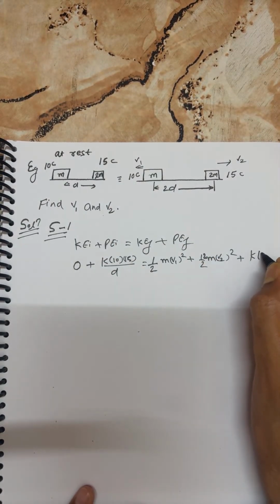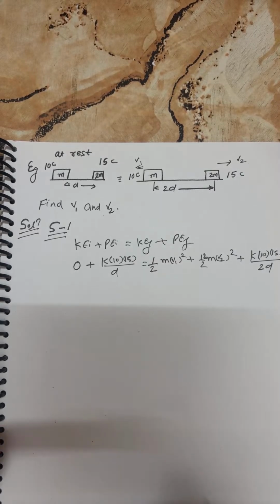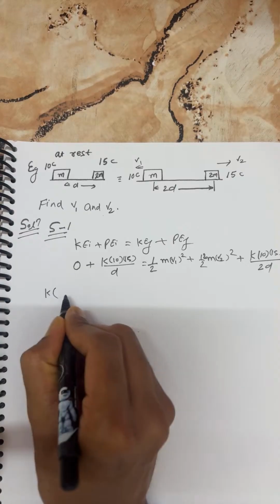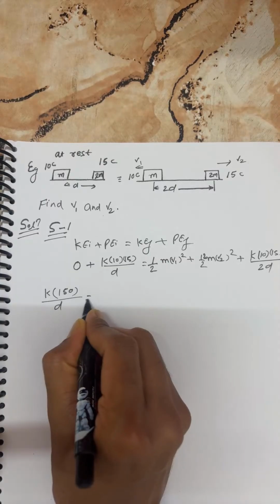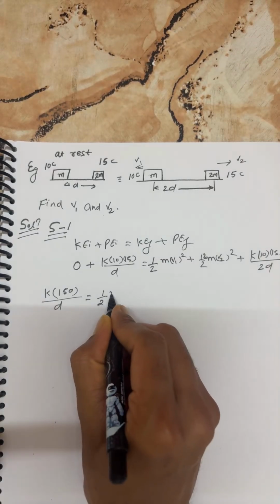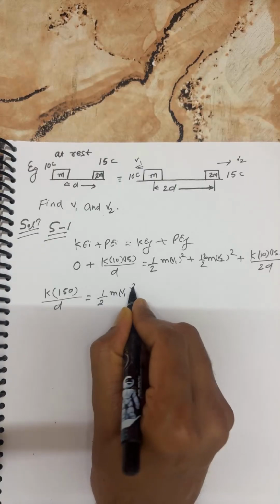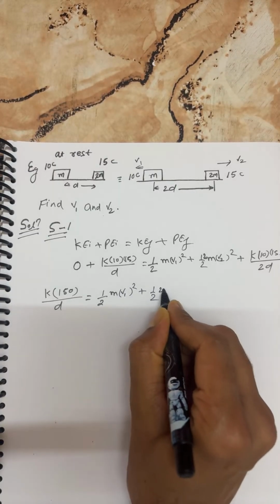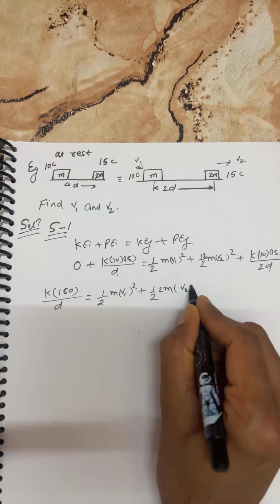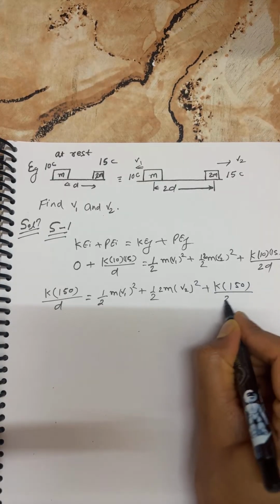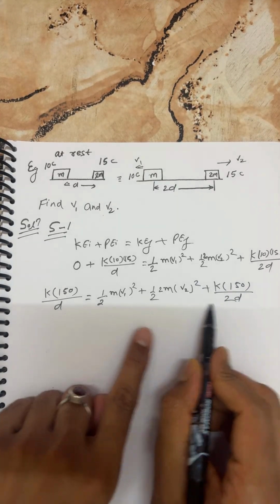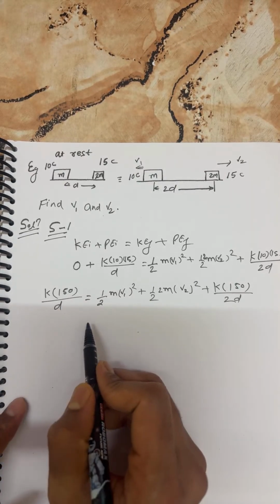So you can say k into beta 10 into beta z 15 by beta, what you can say 2d. Very good beta. Now solve further, essentially you can write 150 upon d, which is equal to half m v1 square plus half 2m into v2 square plus k into 250 by d.